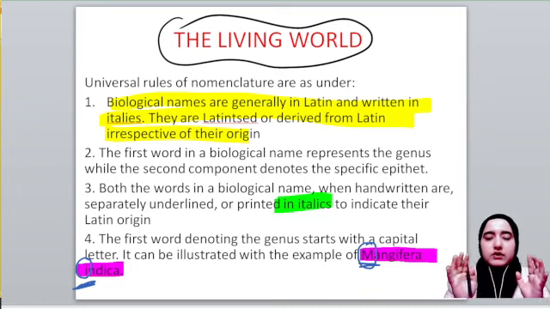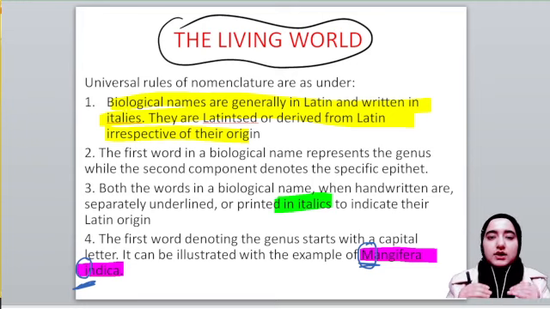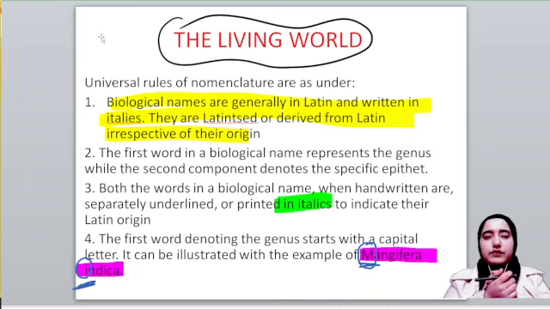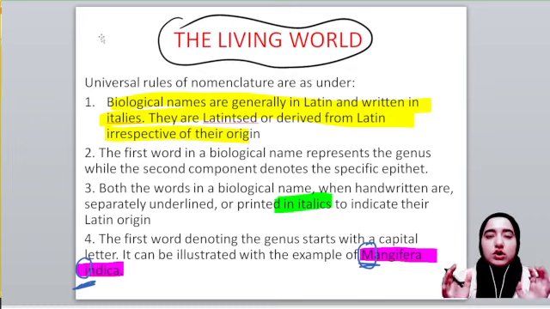I was talking about italics font. We have to give italics, but what if we write the name by hand? We will just underline the name separately. We underline the genus separately and then the species separately, not all together. Or what if we have to print the name? We will print that name in italics in order to indicate the Latin origin. As I already mentioned, biological names are generally in Latin. What if they aren't Latin? We will Latinize them.